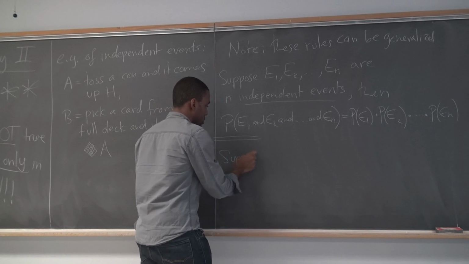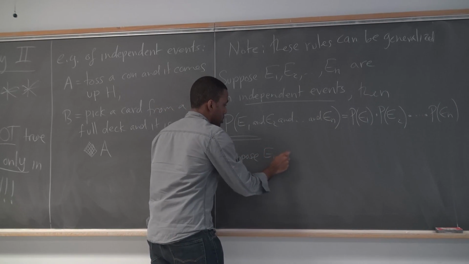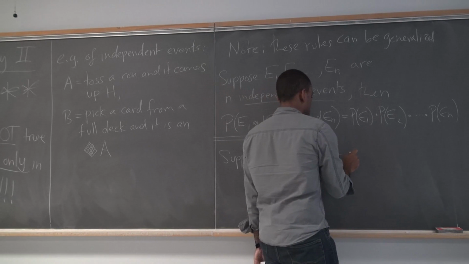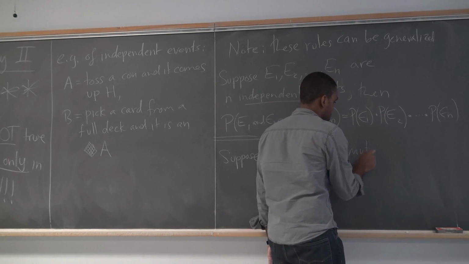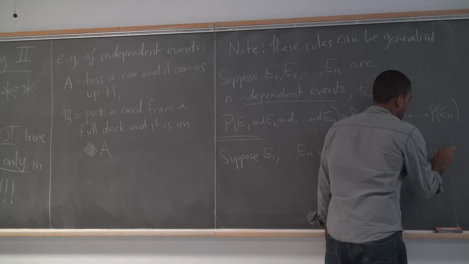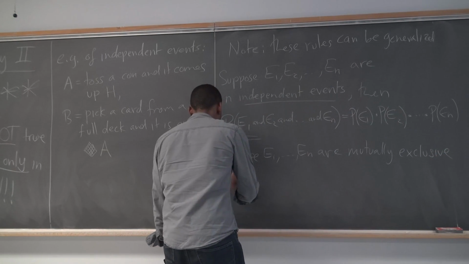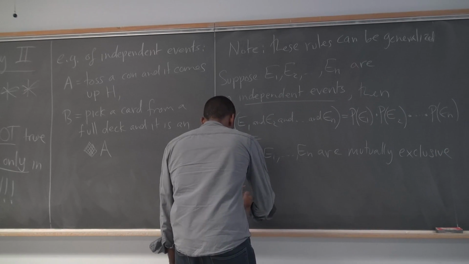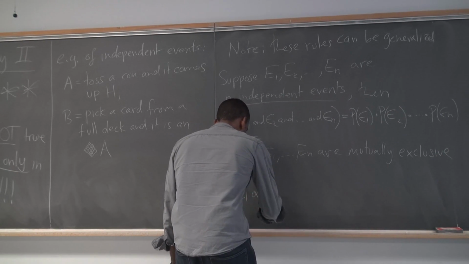Suppose E1 to En are mutually exclusive events. Then E1 or E2 or so on.